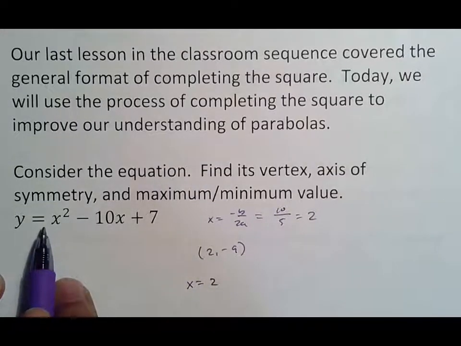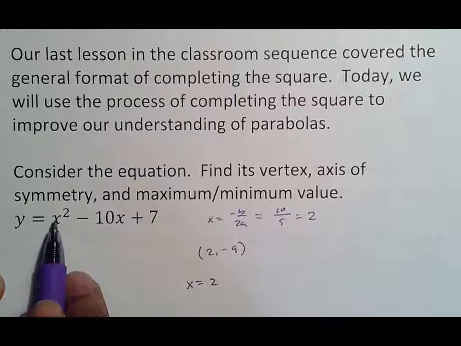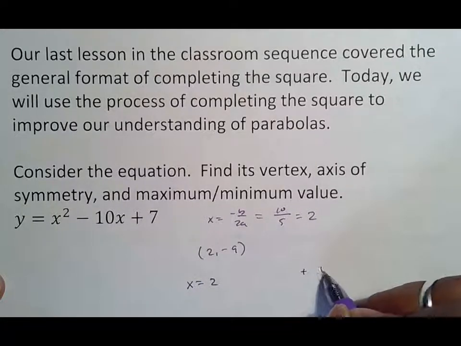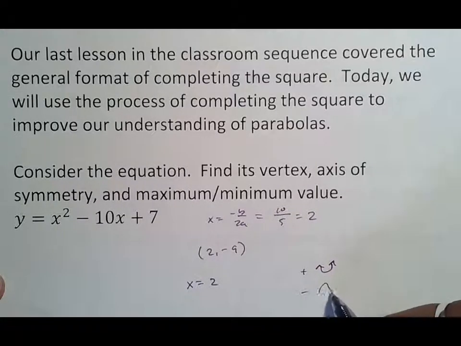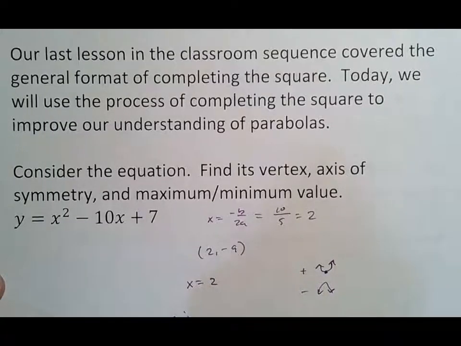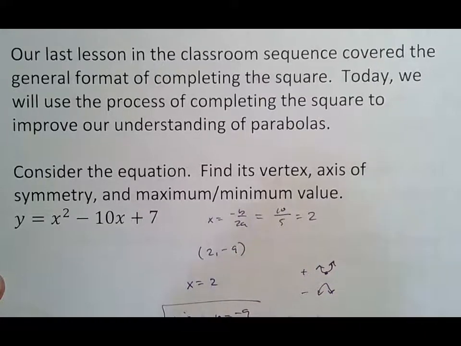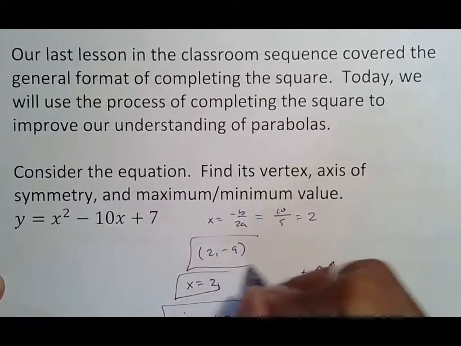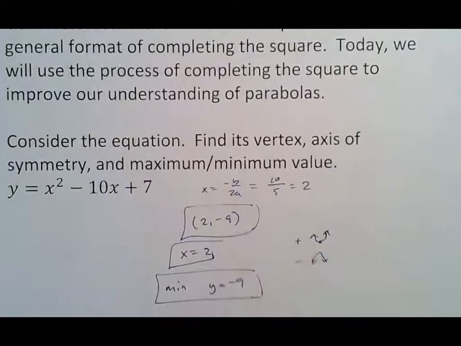And because, again, some of you aren't realizing what's going on, this x squared is positive. Positive means happy. Negative means sad. So because this is positive and happy, that means that we have a minimum of y equals negative 9. So that would be the 3 things that we're looking at right there.